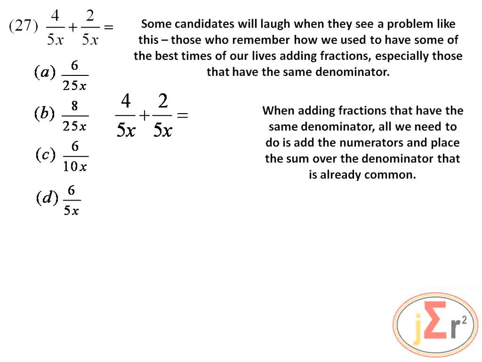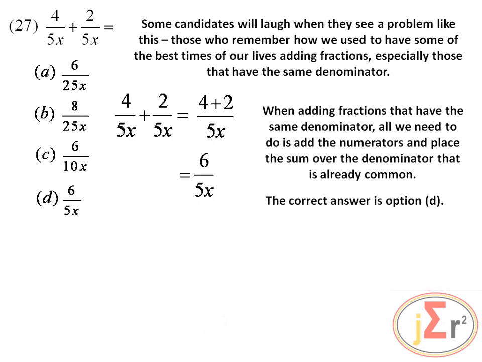When adding fractions that have the same denominator, all we need to do is add the numerators and place the sum over the denominator that is already common. So 4 plus 2 over 5x. 4 plus 2 is 6. The result is 6 over 5x, and that is represented by option D. So the correct answer is option D.